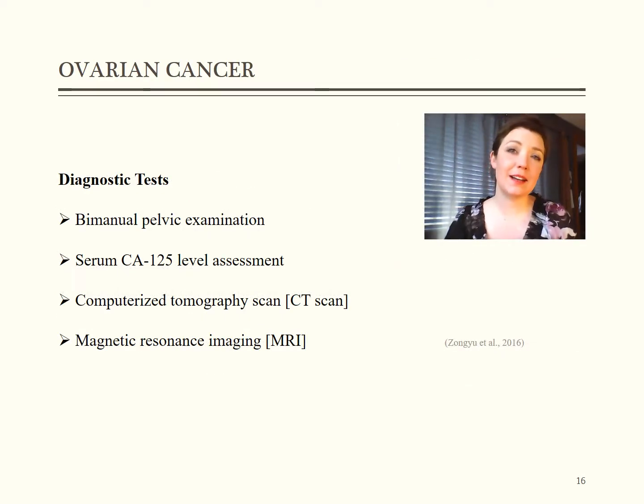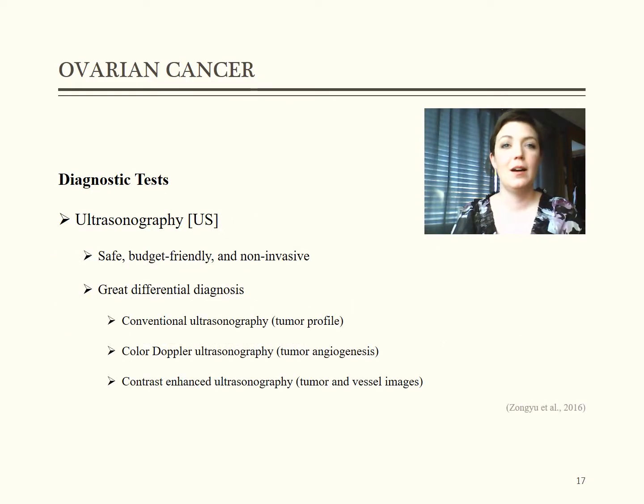When a patient has signs or symptoms of ovarian cancer, a physician may perform a bimanual pelvic examination and send the patient for a serum CA125 level assessment. Afterwards, the patient will be sent elsewhere for tumor imaging. This can be done with a CT scan, MRI, or an ultrasound. Ultrasonography does have its advantages. It's safe, budget-friendly, and non-invasive for the patient. With new technology, ultrasounds can now offer an appreciable differential diagnosis.